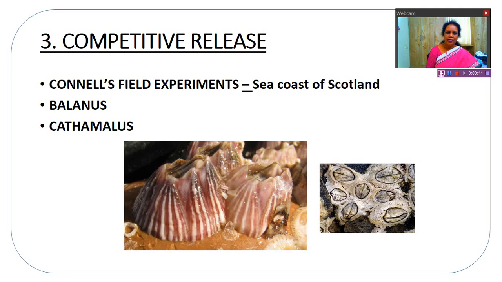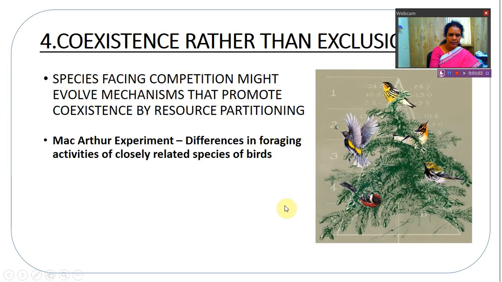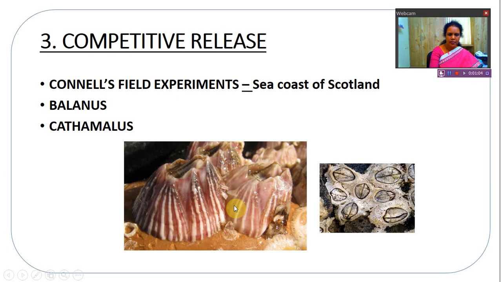And here we can see Connell's field experiment, where he studied that in the seacoast of Scotland there were two types of barnacles. So Balanus is the larger one and Cathamalus is the smaller one. This is Balanus, which is a barnacle, and this is Cathamalus. So these are larger ones, superior ones, and these are the smaller ones. So these two were there in the seacoast of Scotland.